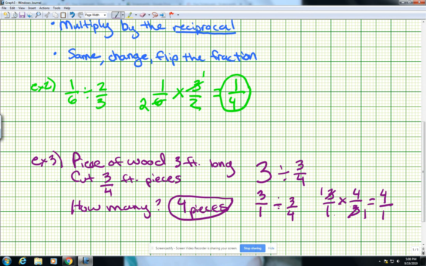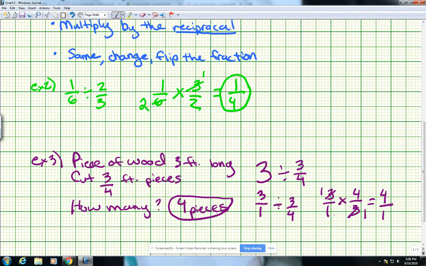And that takes us to some more on your own questions. The bottom of page 65, you have 5 through 9. Go ahead and pause the video and try those out. Okay, number 5, you should have gotten 6/7. Number 6 is 4. Number 7 is 1 1/2. Number 8 is 1 1/3. And number 9 is 14.